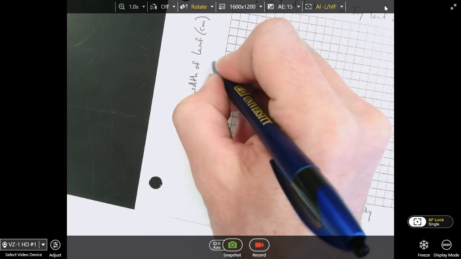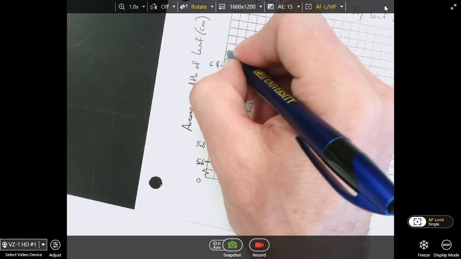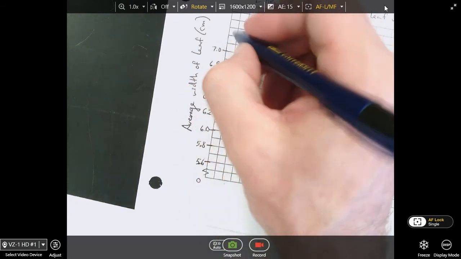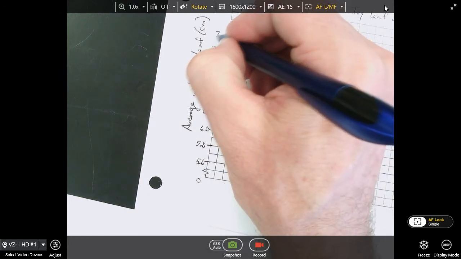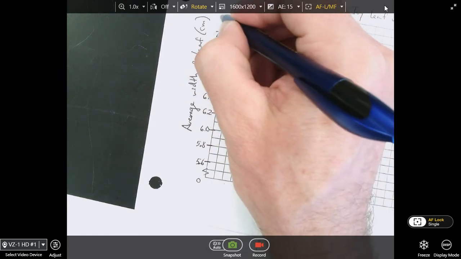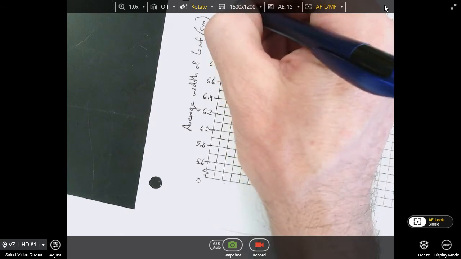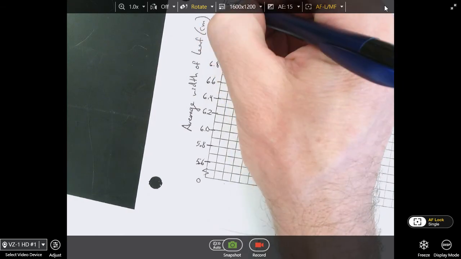6 and 4/10. 6.6. 6.8. 7. 7.2. 7.4. And the top would be 7.6.